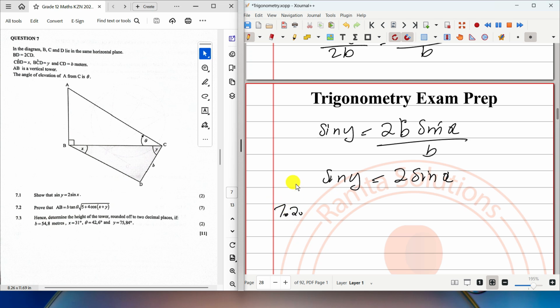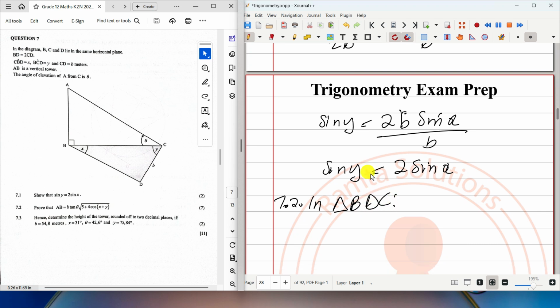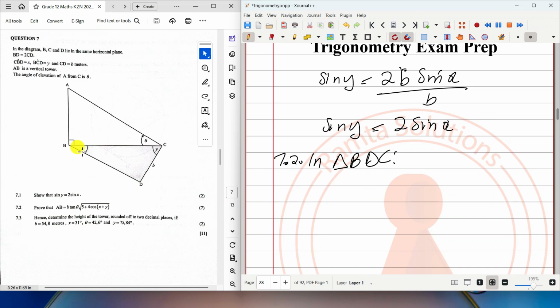7.2: Prove that AB is equal to B tan theta times the square root of 5 plus 4 cos open bracket x plus y. So here we're going to use the cosine rule in triangle BDC. I don't know what AB is, and I don't need AB. Let me get BC first.